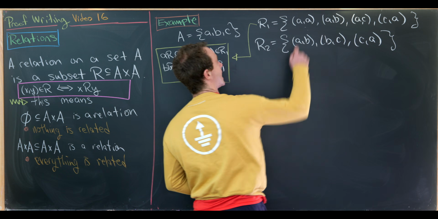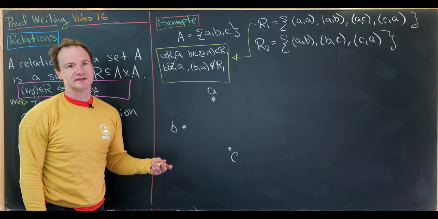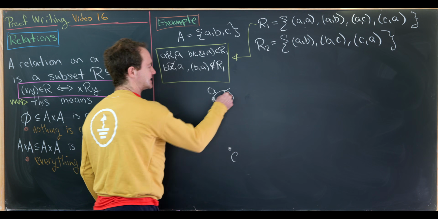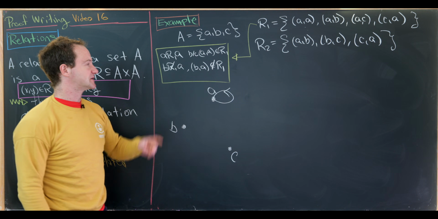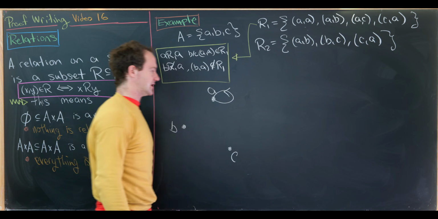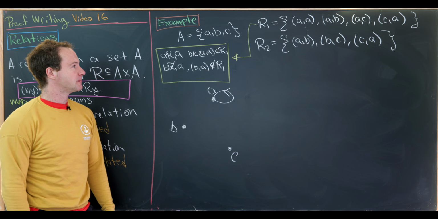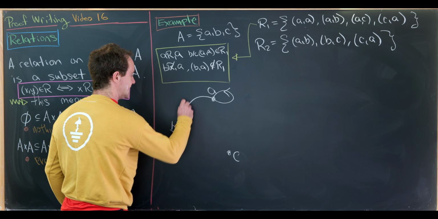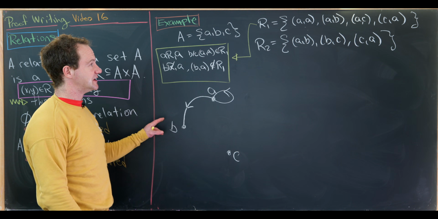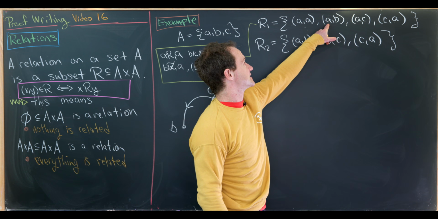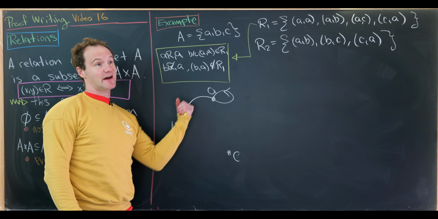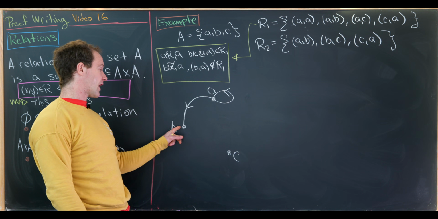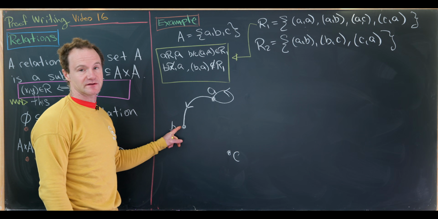This fact that (a, a) is in R1, in other words, a is related to itself, says that there's a loop from a back to itself. So this loop is playing the role of this (a, a) here. And then what about (a, b)? So (a, b) would be an arrow from a to b, so something like that. That arrow from a to b, just to reiterate, comes from this ordered pair here. So the left term in the ordered pair is the initial point of the arrow, and the right term in the ordered pair is the terminal point of the arrow.